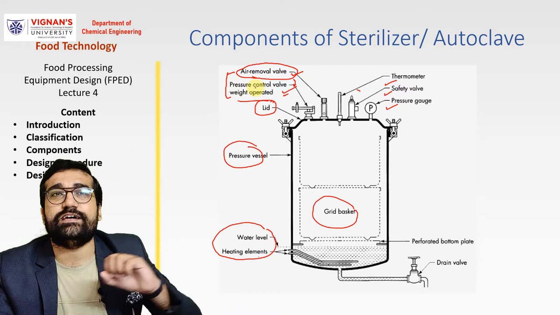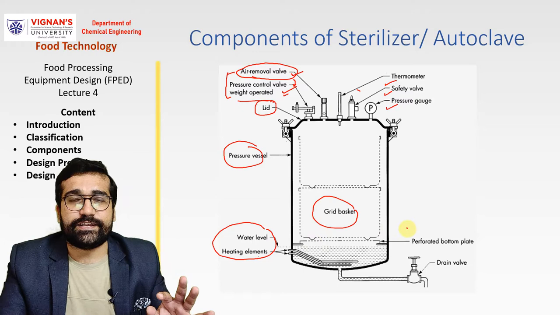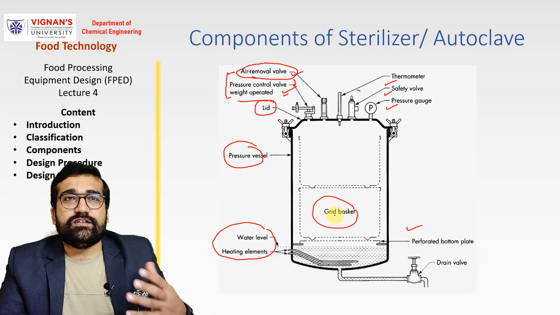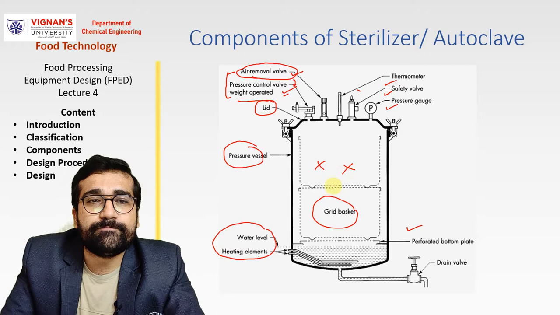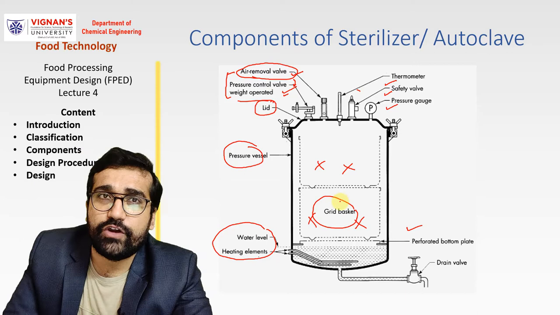And there is another component, perforated trays. Sometimes this is missing. So our grid basket we design like that. We don't need perforated trays. There are perforations in our grid basket and it will hold the sample. So inside here, we will keep our samples of food made products. So now we are going to design these components.